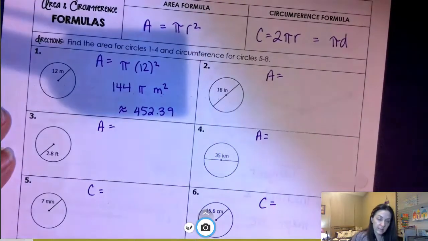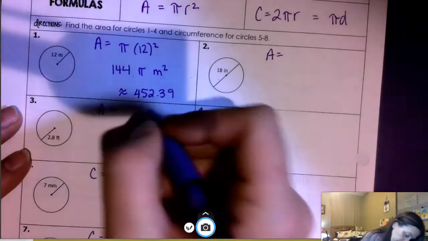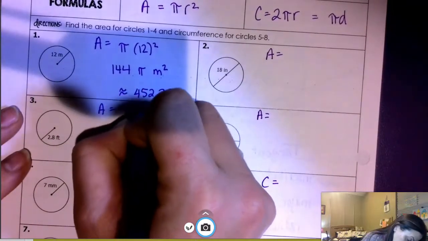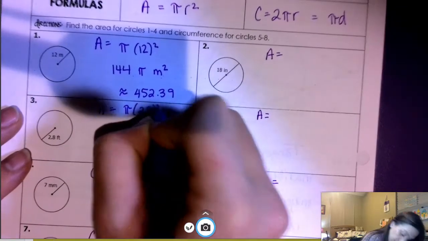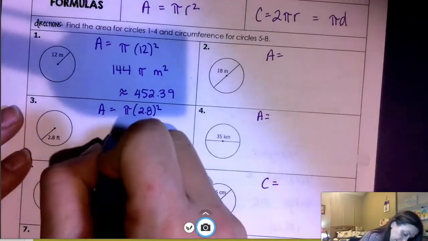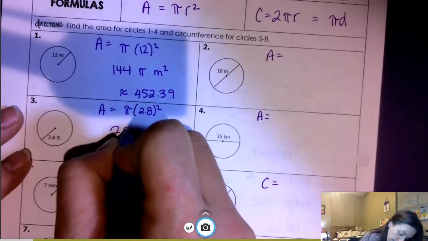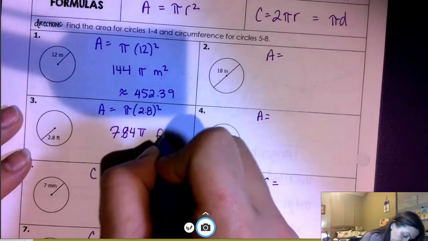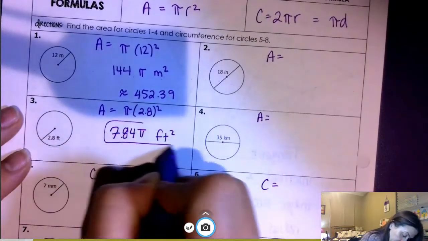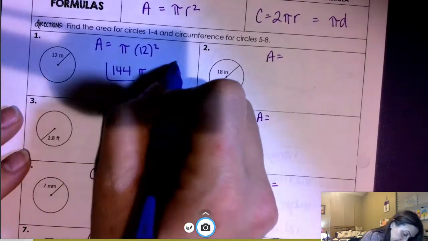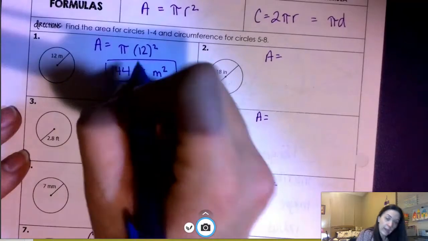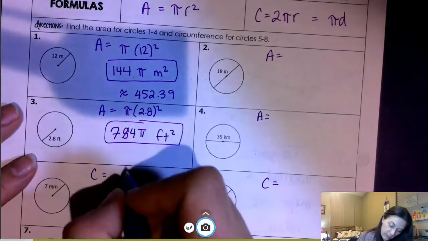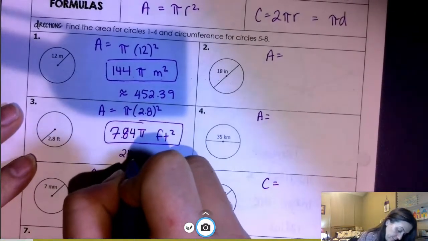I'm going to do all the odds. Area here is going to be pi times 2.8 squared. So when I square that, I get 7.84 pi feet squared. Again, this is my preferred answer. But if you plug in pi, the pi symbol, you should get 24.63.